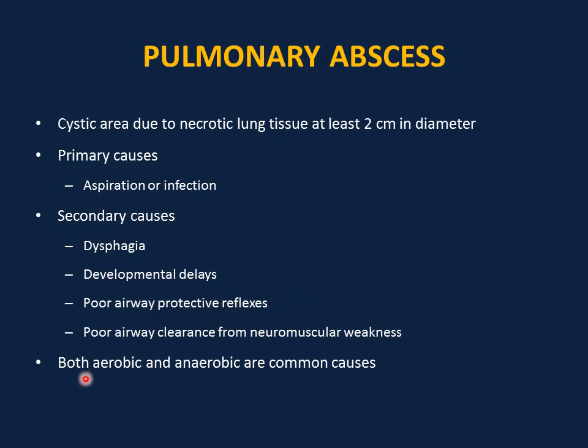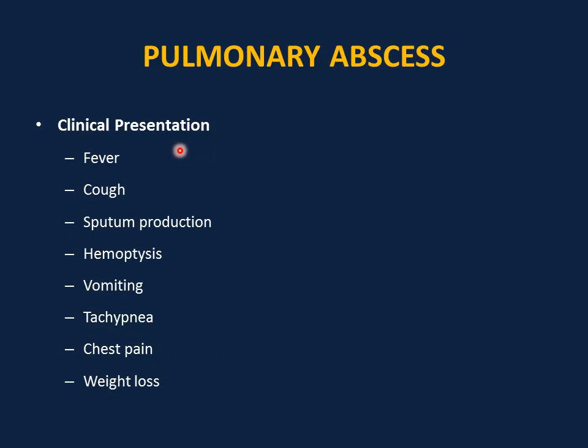Bacteria can cause that. Aerobic and anaerobic bacteria are the most common cause of pulmonary abscess. This is very important when you are considering antibiotics. You need to cover for anaerobes. Clinical presentation: fever, cough, sputum production, hemoptysis, vomiting, tachypnea, chest pain, weight loss.